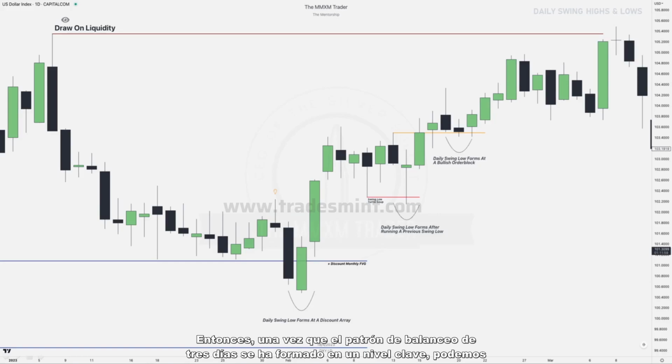So once the 3-day swing pattern has formed at a key level, we can look for day 4 to run previous daily high or previous daily low, right? So after that 3-day pattern. Furthermore, if day 4's body, right, the 4th day after that 3-day swing pattern has formed, if that 4th day body's candle closed above bullish or below bearish, right, we can also aim for previous daily high or previous daily low if the draw liquidity is still intact.